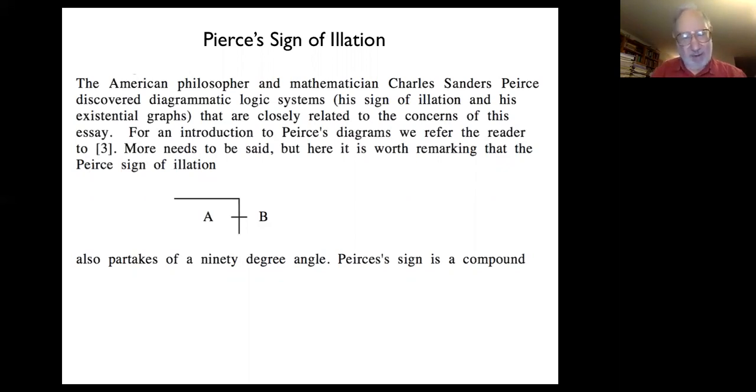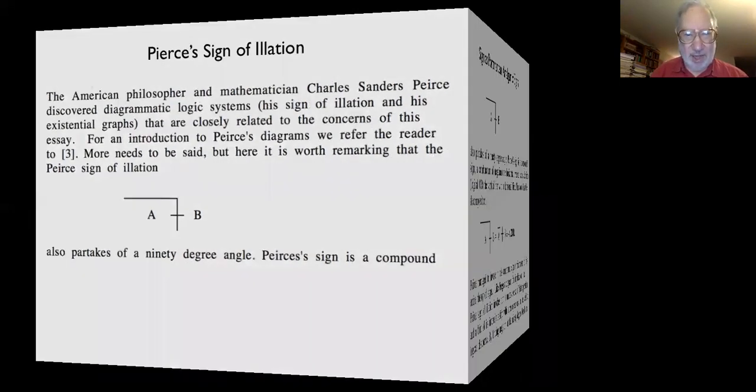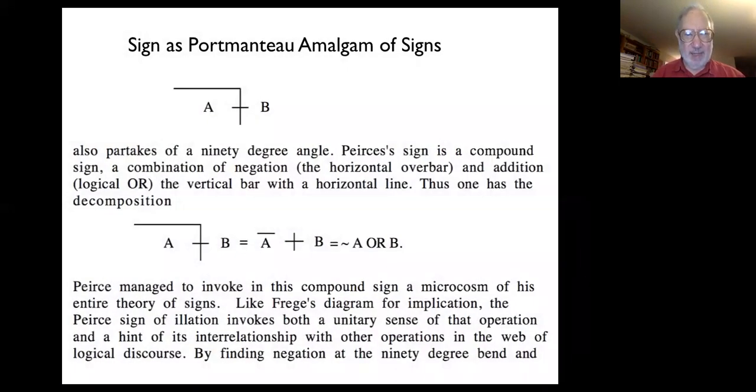And he then writes down axioms for implication. It goes along for about 10 pages. And then he reveals the secret in the end. He says, actually, you can, if you like, think of my sign of illation as a combination of barring the A, which is negating it, and a plus sign between A and B. It is a portmanteau sign, like slithy, between the bar and the plus, and is therefore not A or B.